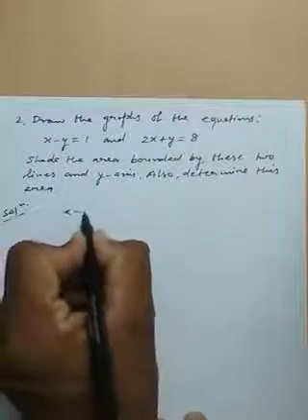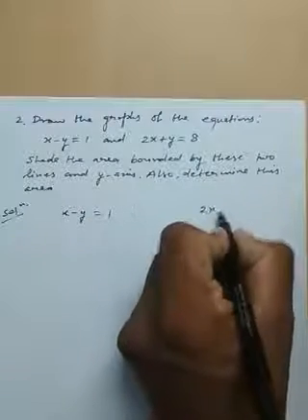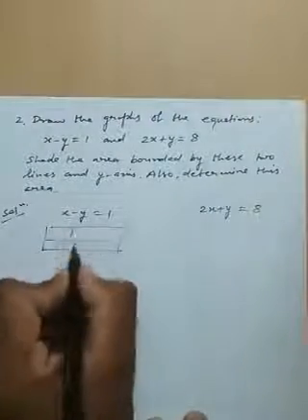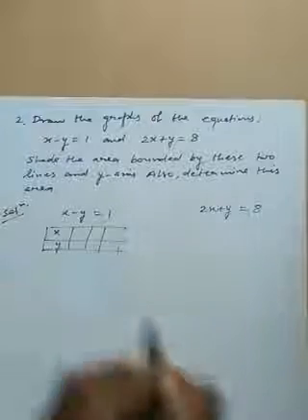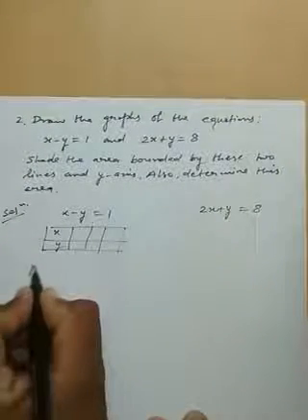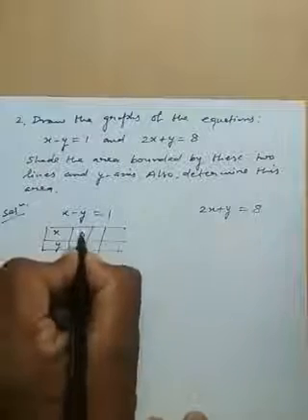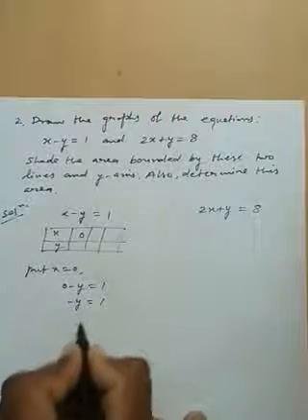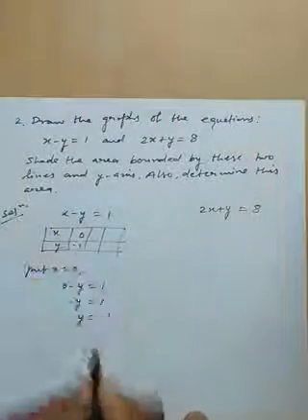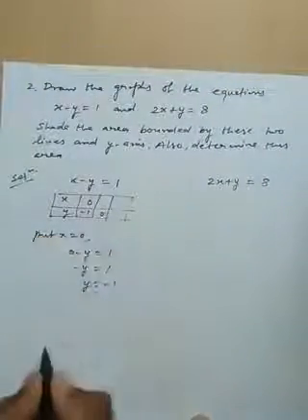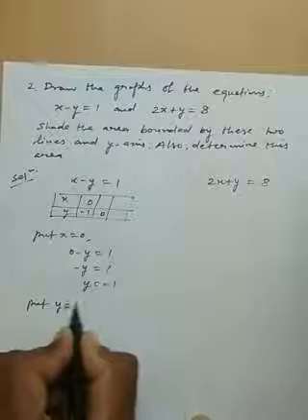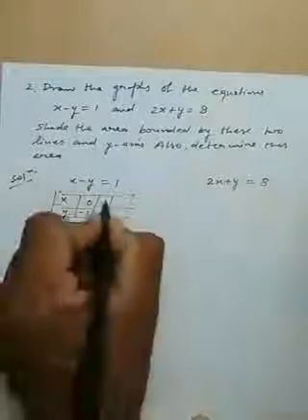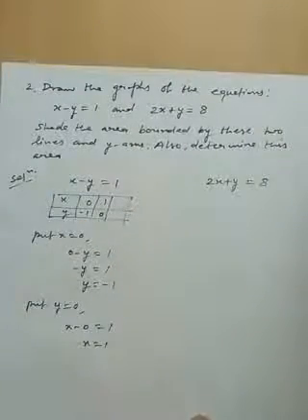So first of all, find the solutions of this equation. Minimum 2 solutions. Put x equal to 0. Then 0 minus y equal to 1, then minus y equal to 1 and y equal to minus 1. Again put y equal to 0. Then x minus 0 equal to 1, then x equal to 1. So (0, minus 1) and (1, 0) are 2 solutions.